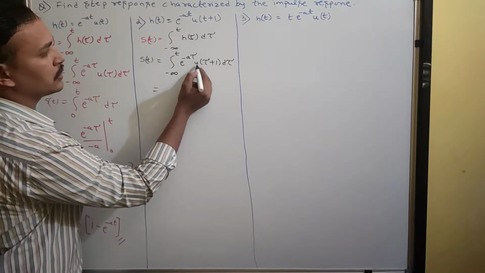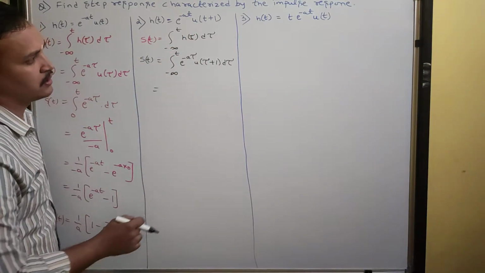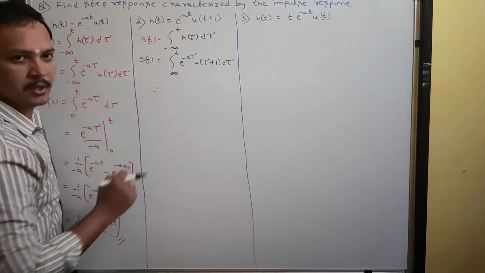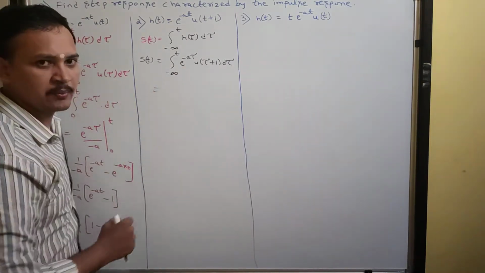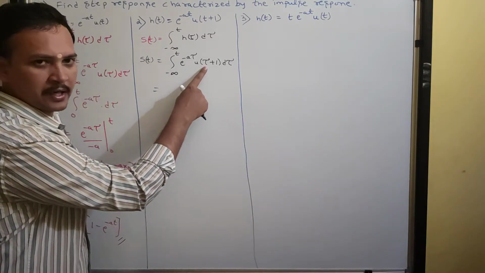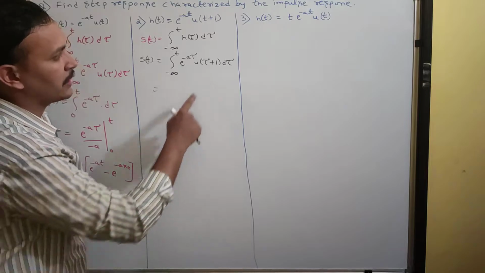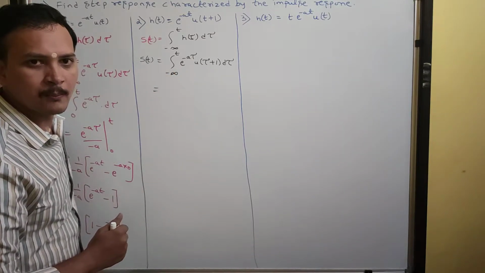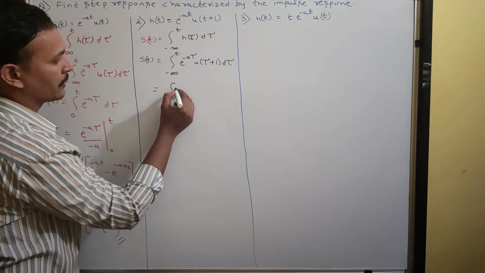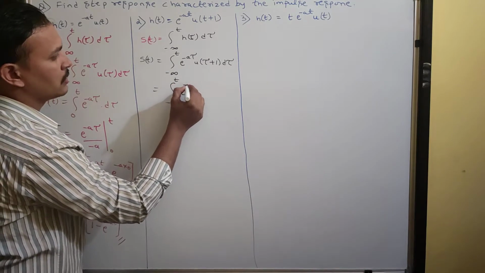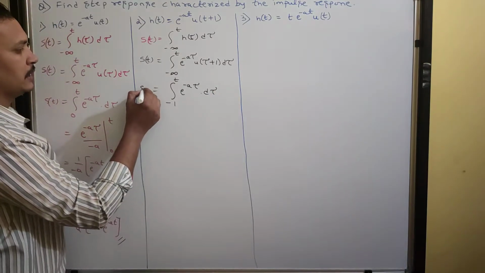Now in the elementary function u of tau plus 1, that bracket term should become 0. To make it 0, what tau value can you put so that the bracket term becomes 0? I can put tau equal to minus 1. So that minus 1 will come as the lower limit: minus 1 to t of e power minus a tau d tau.